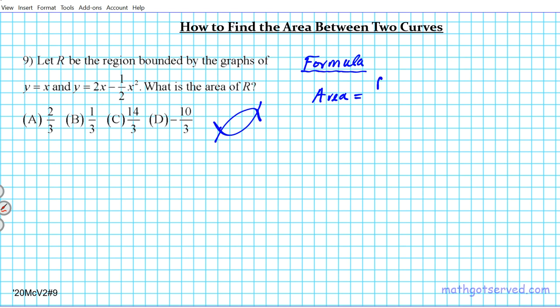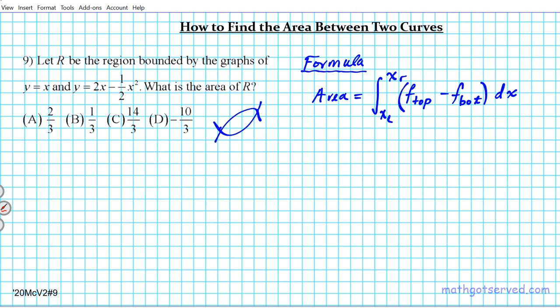So the area is going to be the integral from the left or smaller x value to the bigger or right x value of the function that's on the top minus the function on the bottom. And since we're configured vertically, it's going to be with respect to x. There you have it. Okay.